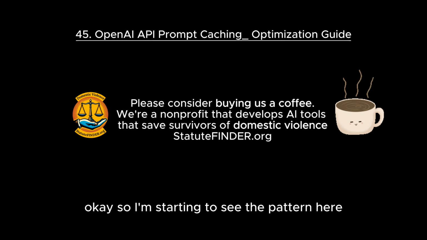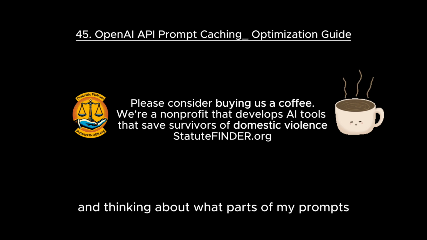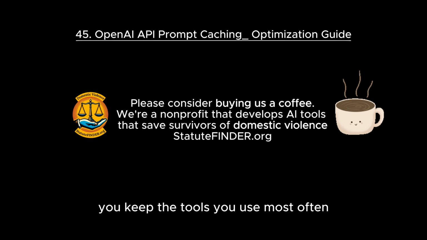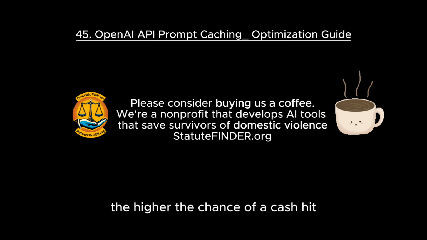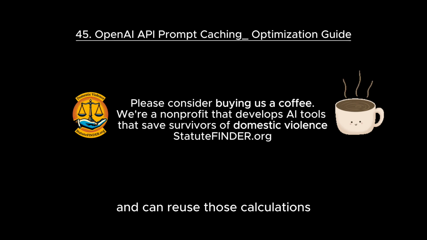Okay, so I'm starting to see the pattern here. It's all about being organized and thinking about what parts of my prompts are going to stay the same versus what will change each time. Precisely. It's like having a well-organized toolbox. You keep the tools you use most often right at the front, easy to grab. The more you can front-load those common instructions, the higher the chance of a cache hit. That's when OpenAI finds a match in its memory and can reuse those calculations, saving you time and money.